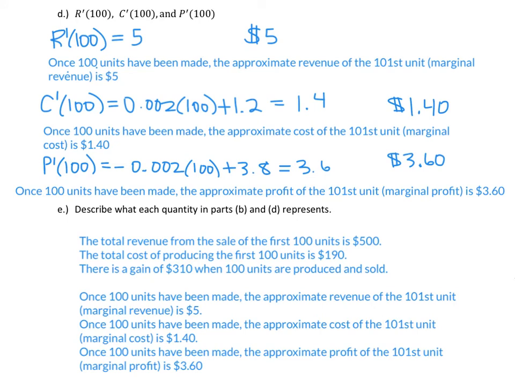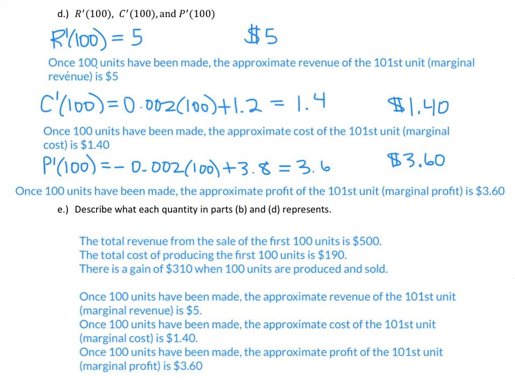So in part E, we're asked to describe what each quantity in parts B and D represent, and we kind of did this as we went along, but let's just reiterate what we found. In part B, we were using the revenue, cost, and profit functions, and we calculated revenue, cost, and profit for 100 units. So the total revenue from the sale of the first 100 units is $500. The total cost of producing the first 100 units is $190. And then when we use the profit function, we calculated $310. There's a gain of $310 when 100 units are produced and sold. Also notice when we take revenue and subtract cost, we get the profit of $310.